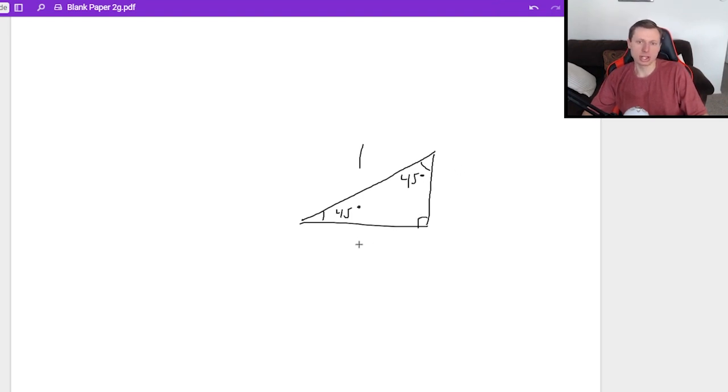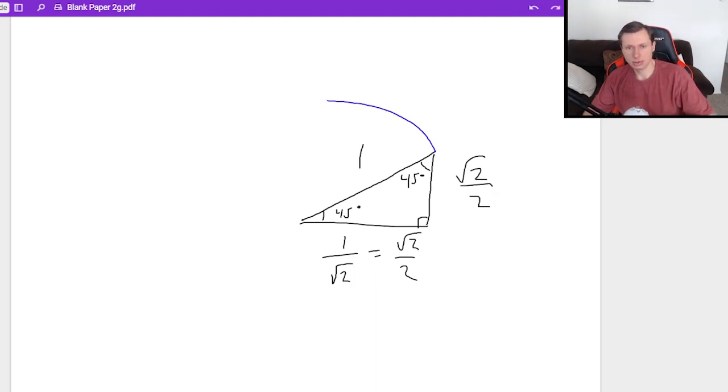First of all, we know the legs will be equal because that's what they do for 45, 45, 90. The legs will be equal to each other. And if you remember, it's 1 over the square root of 2 for both of the legs. However, if you don't like square roots in the denominator, like my high school teachers did not, this would be root 2 over 2 for both legs.